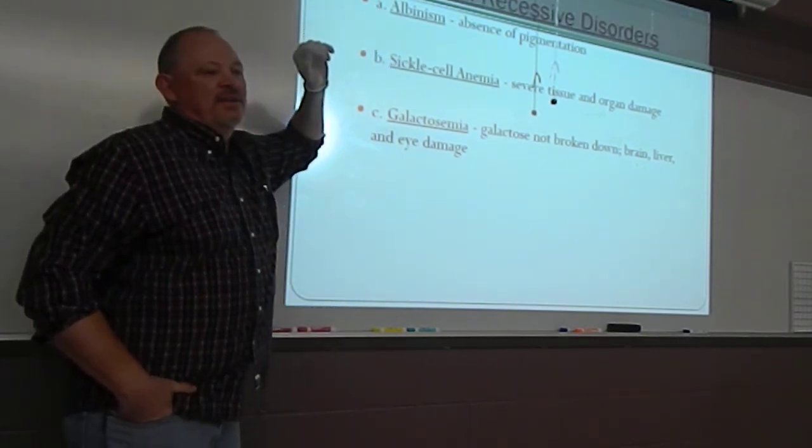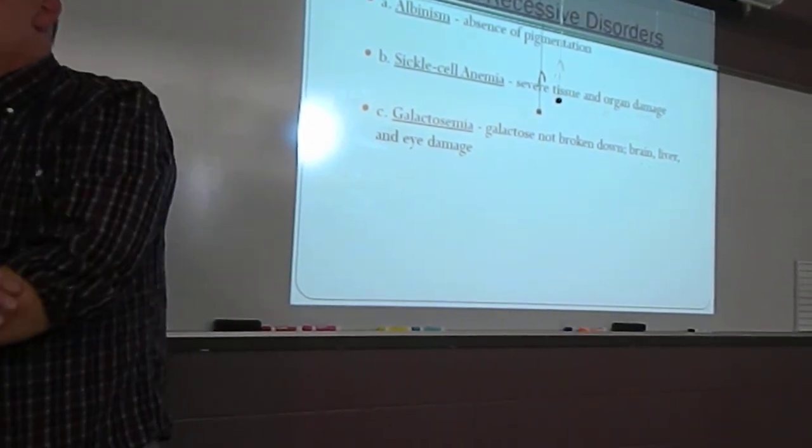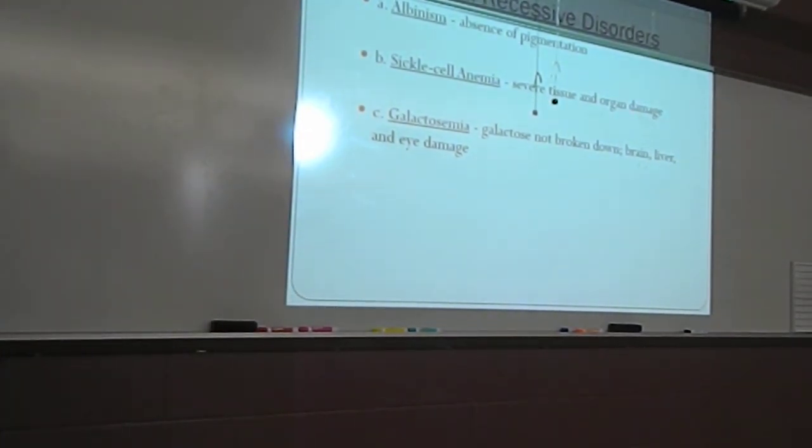Albinism. Albinism is where you lack melanin in your skin and in your eyes. These people can survive. They just have to be very careful with the sun, with their skin, and with their eyes. But they have white hair, and true albinos have pink eyes.